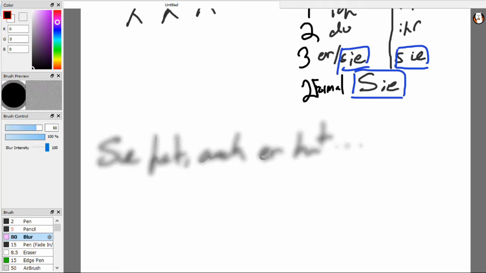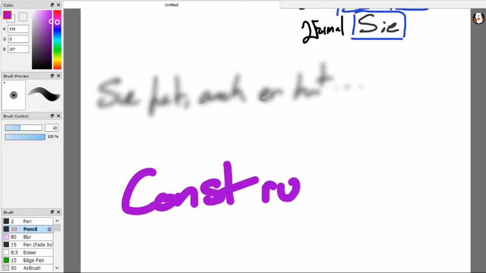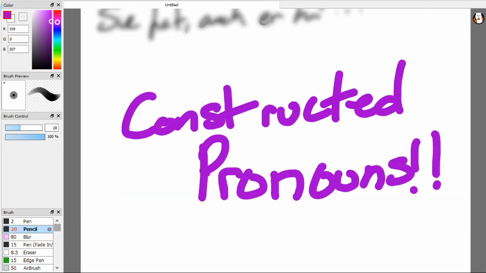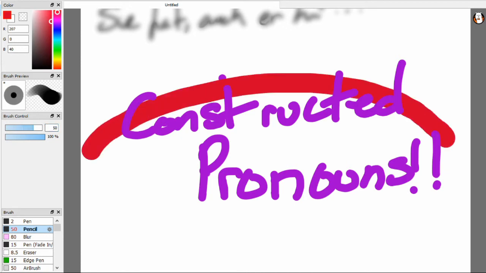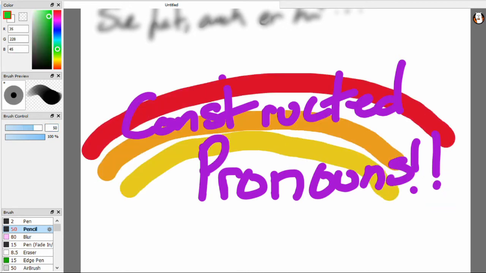So, no good solutions. But what if we introduced constructed pronouns? As you can hopefully tell from the aggressive sarcasm, I'm mostly against constructed pronouns.